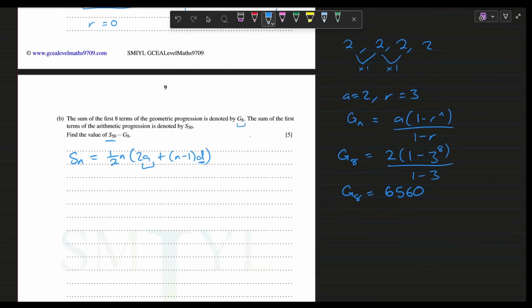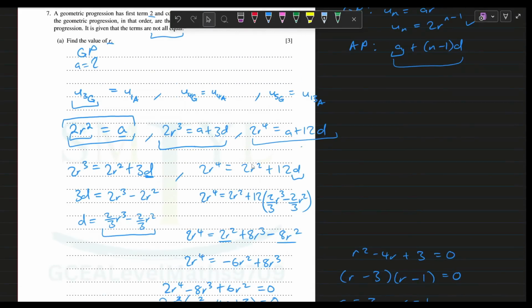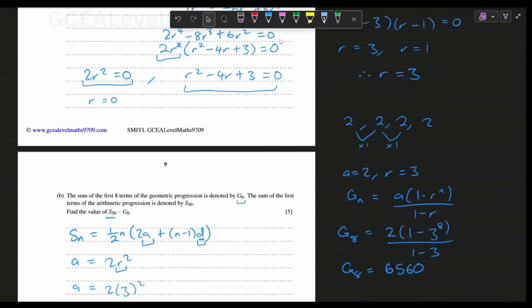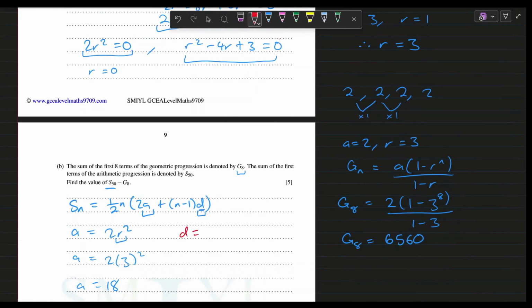Okay, so if a must be equal to 2r squared, we know that r is 3, so a is therefore going to be 2 times 3 squared, so a is 2 times 9, which is 18. Then we also need to find our common difference, d. For that we can use one of our other equations, or in fact we can use this one here, where we made d the subject of the formula. So we're saying that d is equal to 2/3 r cubed minus 2/3 r squared.